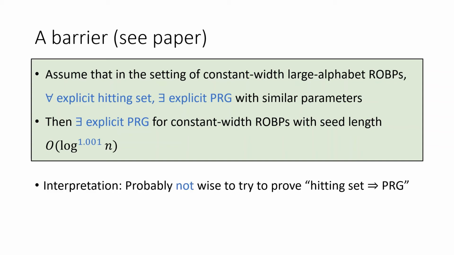So here's our interpretation of the theorem. It would be wonderful to have a reduction that says hitting sets are equivalent to pseudorandom generators, but in light of this theorem, it's probably not wise to try to prove that the two are equivalent, because it's at least as hard as constructing a good pseudorandom generator outright, which is a challenging problem that researchers have been working on for decades. Of course, if you're more optimistic, you might say that's all the more reason to try to prove the equivalence. It's an approach for constructing new pseudorandom generators. Realistically, though, I don't think it's a good approach.